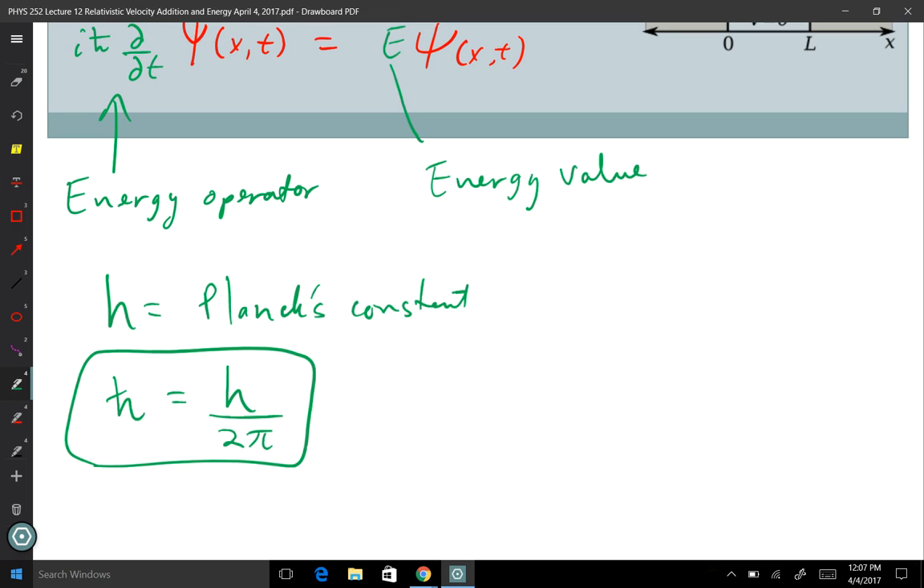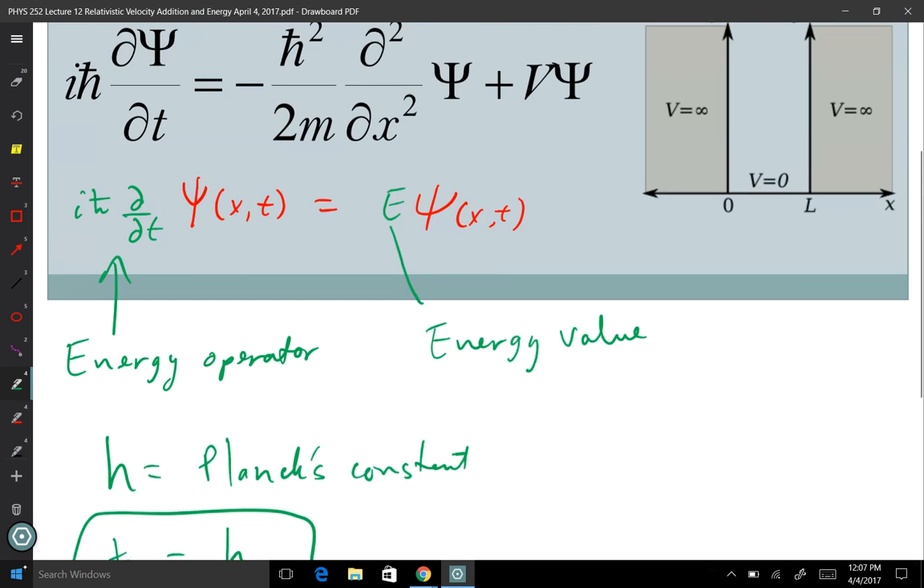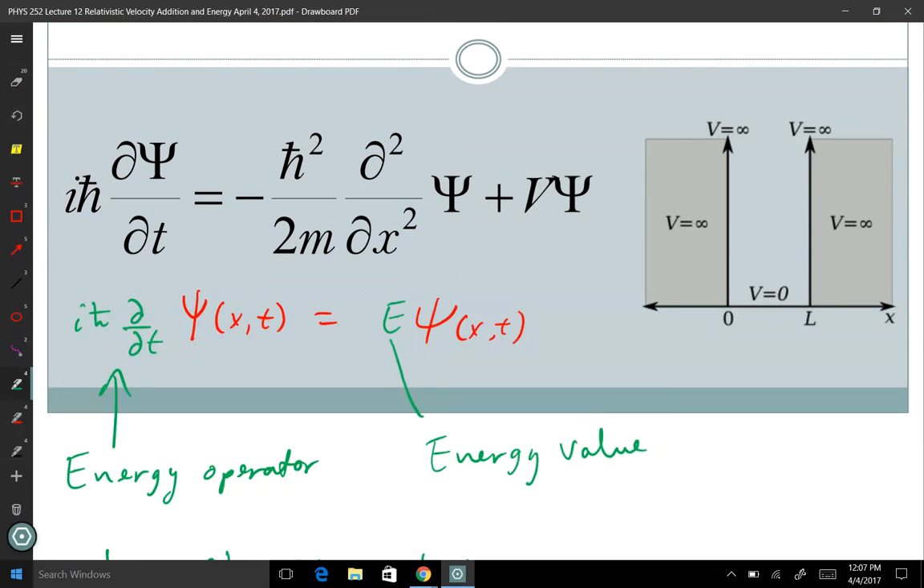Why do we have that? It turns out it's extremely useful. It shows up all the time. It has units of angular momentum. The angular momentum for things like an electron is one-half of that, in one of two directions. So it shows up all over the place. So that's our energy operator, that i h bar d/dt.